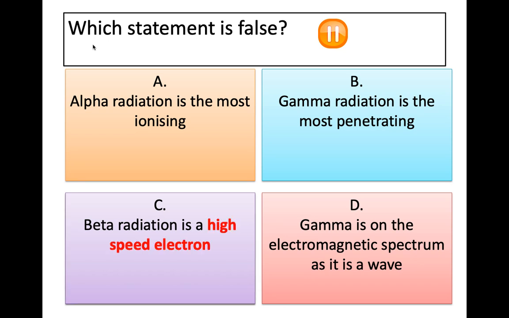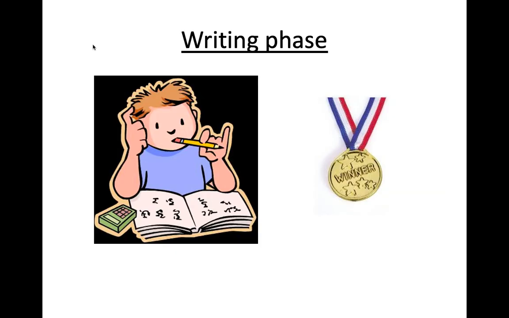Okay, the correct answer is C, because beta radiation is not a slow neutron, it's a high-speed electron. That's the answer, the statement that is false.